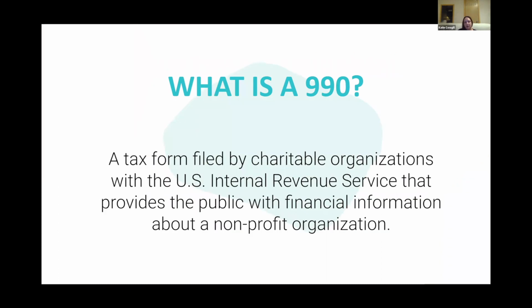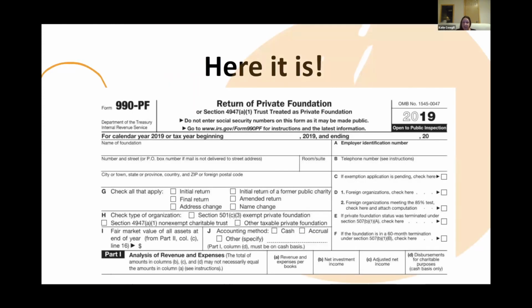First of all, a 990 is a tax form filed by nonprofit organizations. They're required to file it annually to report gains, losses, and contributions throughout the year. This is what a 990 looks like. This is a paper format. I'll show you a little bit later what an e-file format looks like.